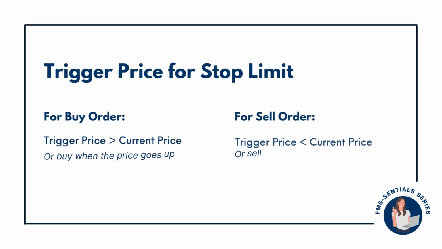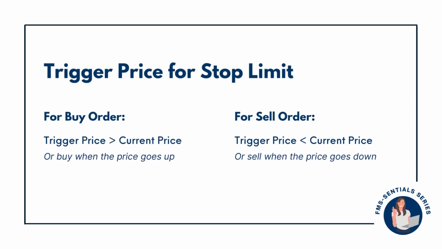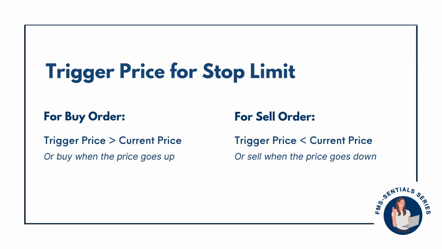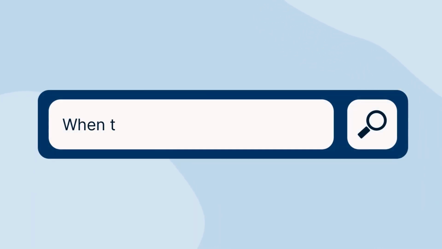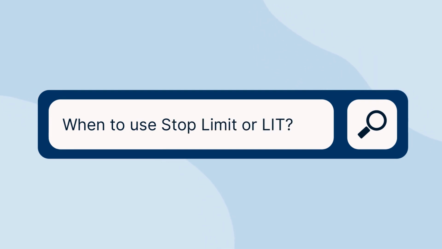Aside from being used for different purposes, the most notable difference between the two is the placement of the trigger price. In the stop limit order, the trigger price must be placed like this, relative to the current market price. What about limit if touched or LIT order? In a LIT order, the trigger price is placed in the opposite position relative to the current market price as shown here. How do you know when to use the stop limit or LIT?